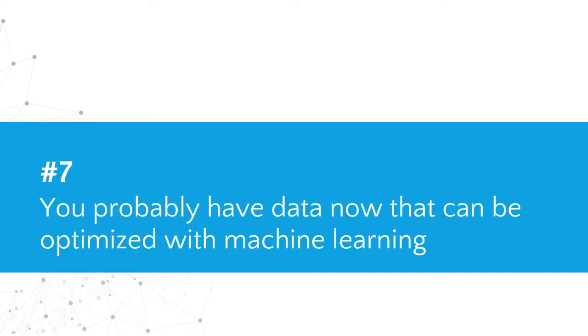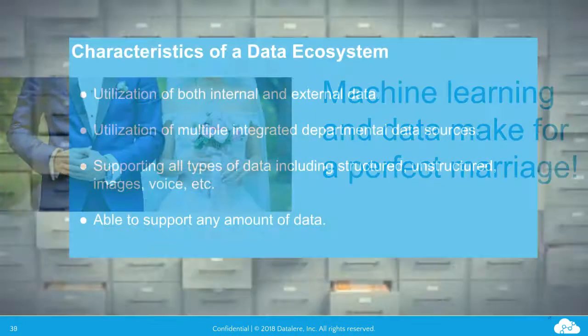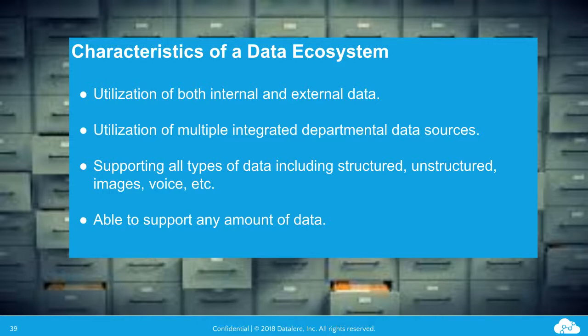Today, you probably have data that can be optimized with machine learning. Machine learning and data make for a perfect marriage. And the characteristics of a data ecosystem is that you use both internal and external data. You use data integrated from multiple departments and multiple data sources. You use all types of data, structured, unstructured, image, and voice, and you can support any amount of data.